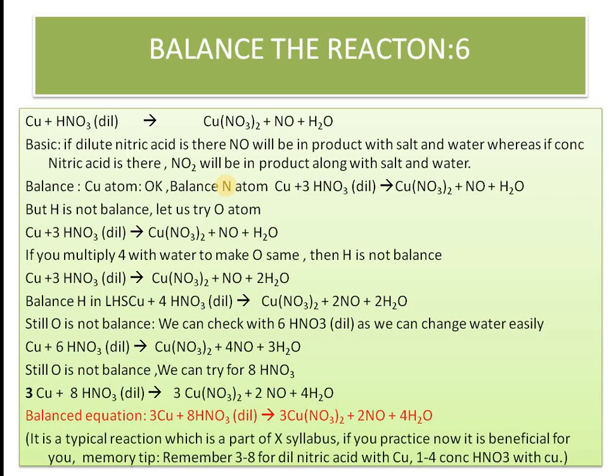This is a very important reaction for the 10th class. What you have to remember is, copper with dilute HNO3 is 3, 8, and copper with concentrated HNO3 is 1, 4. That is the only thing we have to do to balance this. All this whatever we have done is not required. The reaction can be balanced within a few seconds.